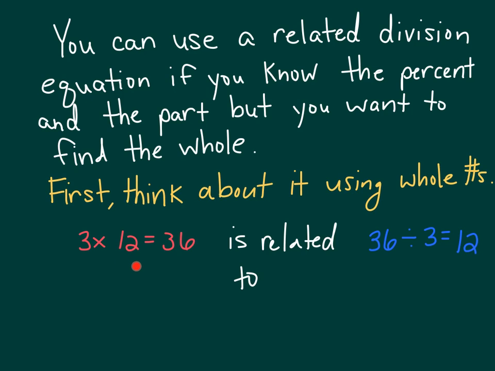So you already know that 3 times 12 equals 36 is related to the expression 36 divided by 3 equals 12. And we know that we can just move these parts around, and as long as we keep those all in the same fact family, then we can have those opposite operations and we can still find out our information.